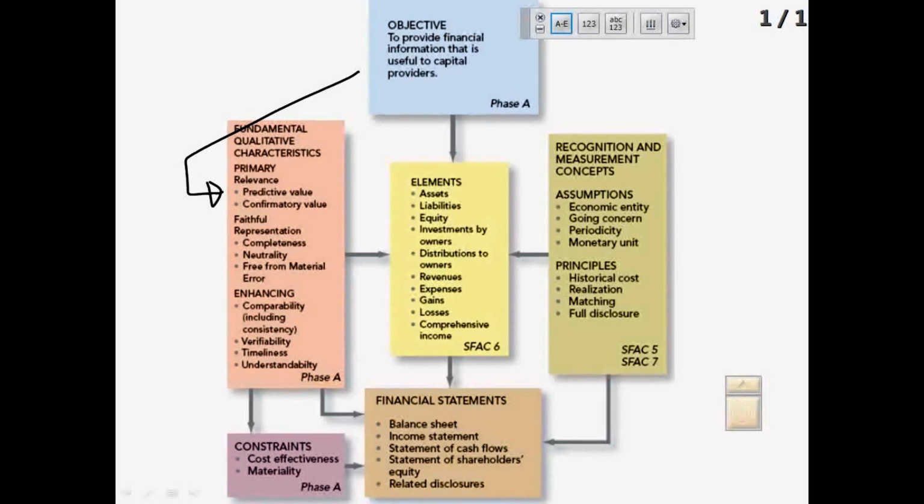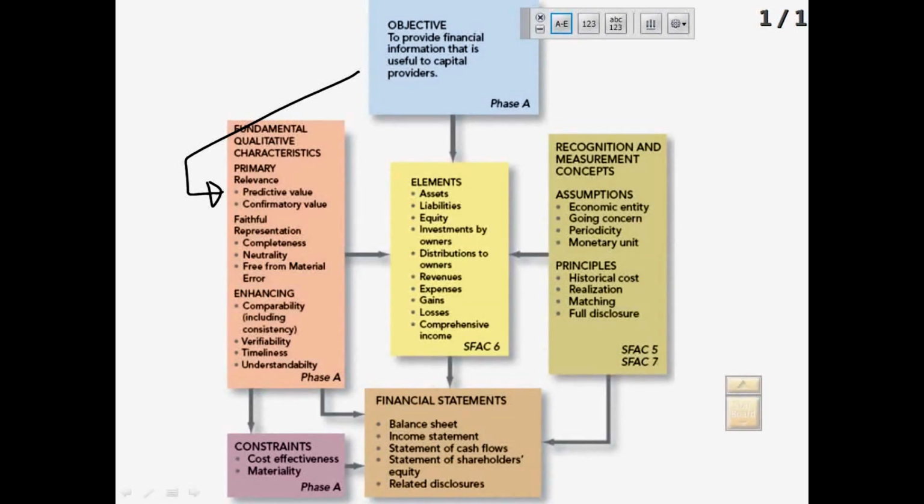Why does confirmatory value help? Because that's telling me something about my ability to predict using the information that I had in the last period. So I used last period's information to predict the future, and then you're telling me, yeah, you were right. So then I can keep using the same model. If I find out I was completely wrong, then I have to rethink my model, okay? Or I have to rethink the information that I used as an input. Also, how capable is this of doing a good job predicting, even if I had the perfect model? Okay, so those are two things that make something relevant.